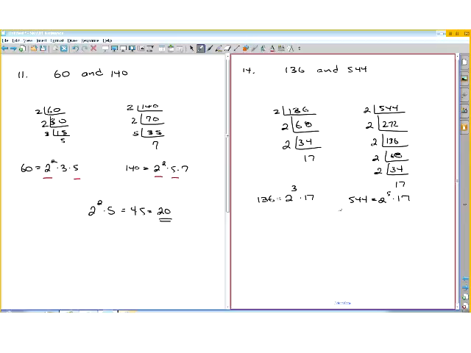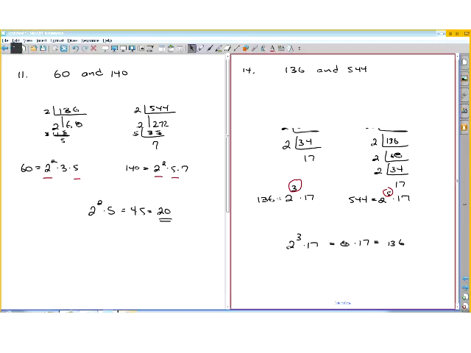So the common factors are 2 and 17, but I only have 3 of them here, and I have 5 of them there, so use the smaller one. So I'll have 2 cubed times 17, because I have 17 in both of those. That's 8 times 17. 2 cubed is 8. 8 times 17 is 136. So 544 divided by 136 is 4, and of course 136 divided by 136 is 1.